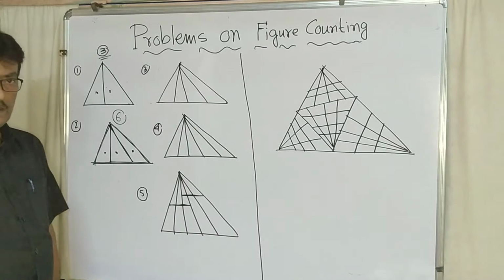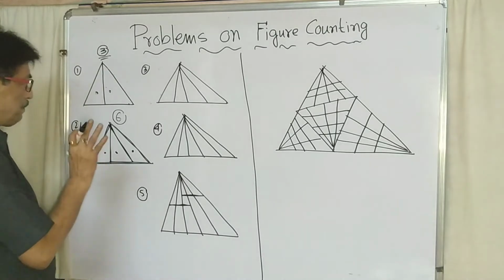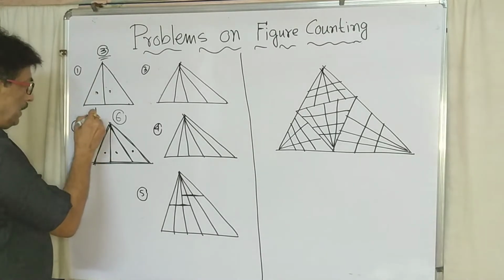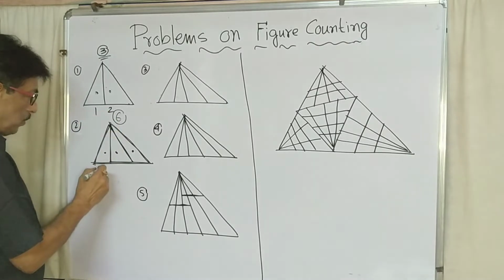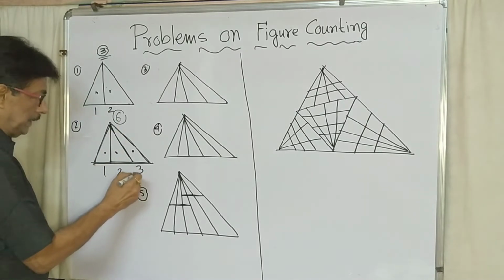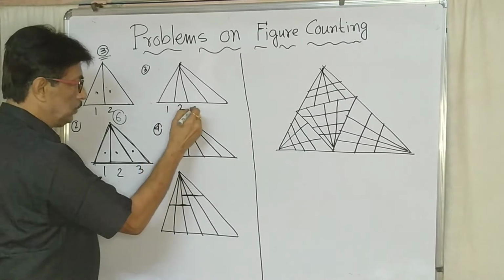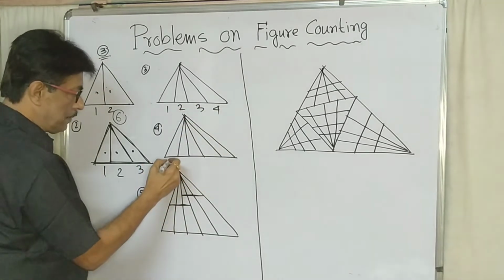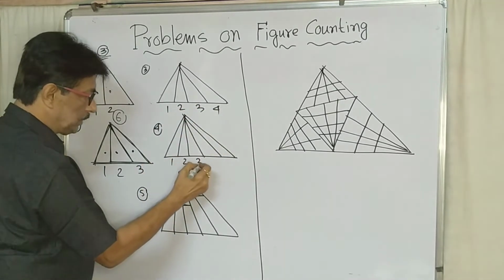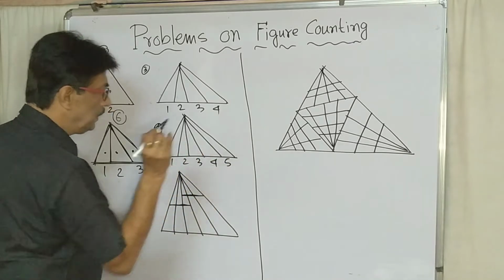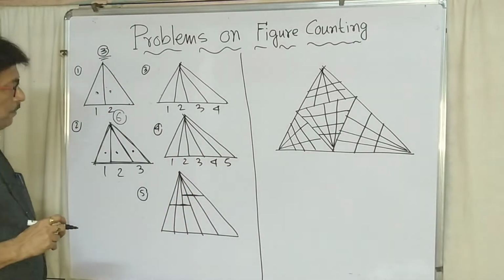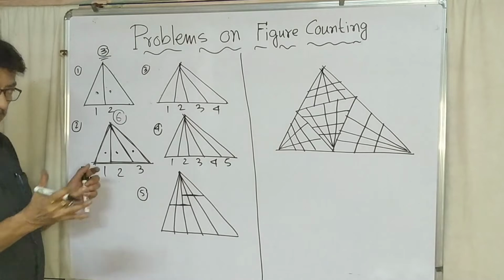Now take the trick. Separate the numbers. Say these are 1 and these are 2. Separate numbers 1, 2, 3. Separate numbers 1, 2, 3, 4. Separate numbers 1, 2, 3, 4 and 5. By the help of the number system, we are dealing with numbers.